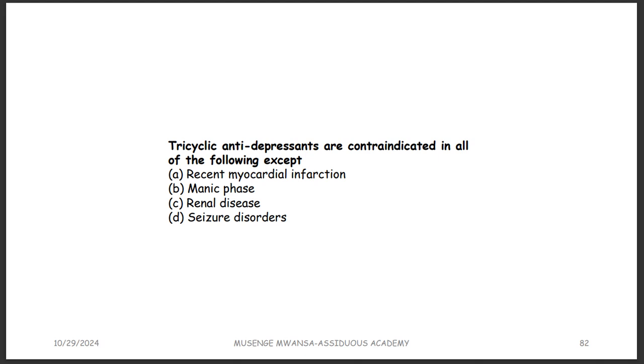Hypertension, glaucoma. Remember why? Because of the effect on the muscarinic receptors. Urinary retention, benign prostatic hypertrophy. You can't use them. Also, why? Not incontinence, but they cause failure to urinate. If someone already has a big prostate obstructing the urethra and you also give drugs that prevent urination, you can't give that.